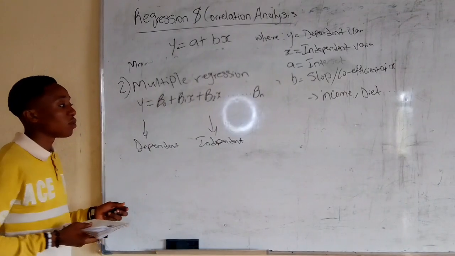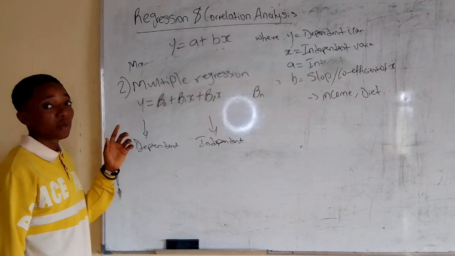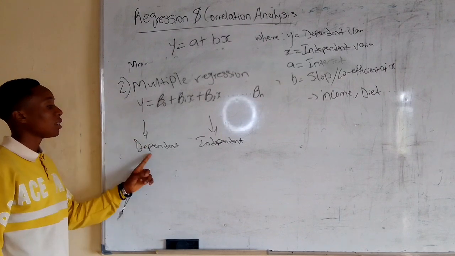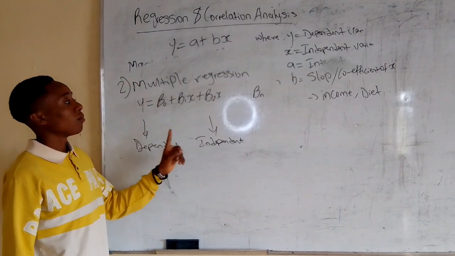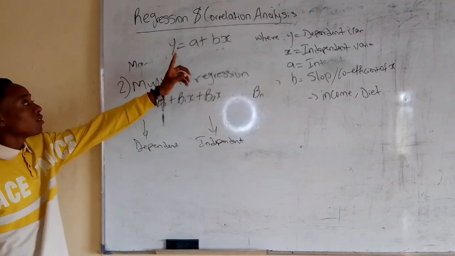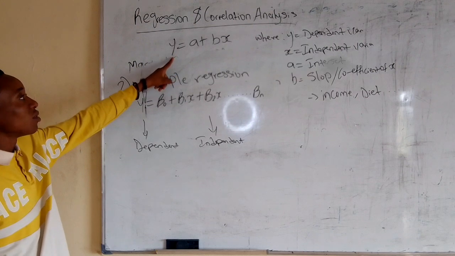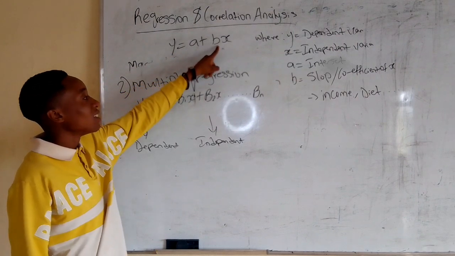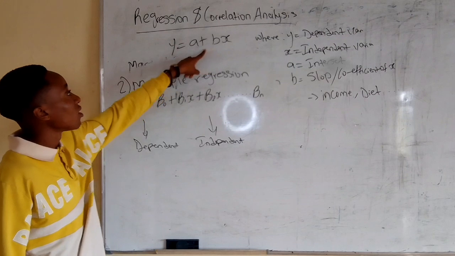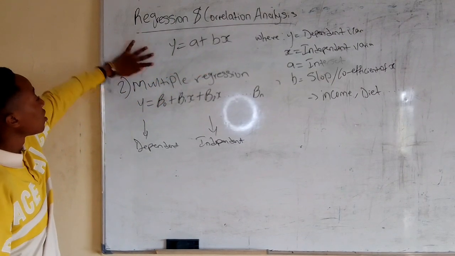So this is the difference between multiple regression and simple linear regression. In multiple regression, we look at the relationship between one dependent variable and more than one independent variable. But for simple linear regression, we look at just one dependent variable and one independent variable. There is also what we call the error term.